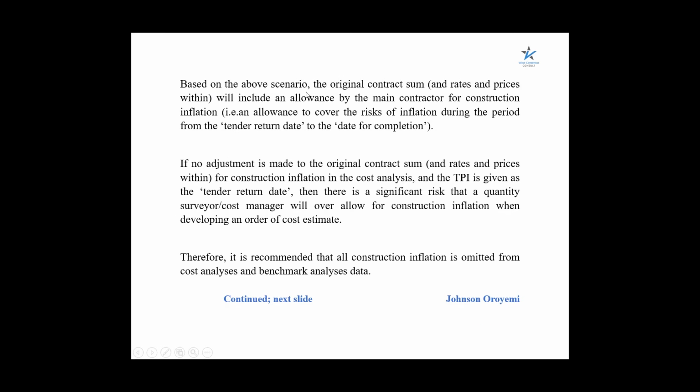So based on the above scenario, the original contract sum and the rates and prices within include an allowance by the main contractor for construction inflation. Let me quickly explain something here. When a contractor is pricing a bill for a particular project, he is going to allow for two types of inflation.